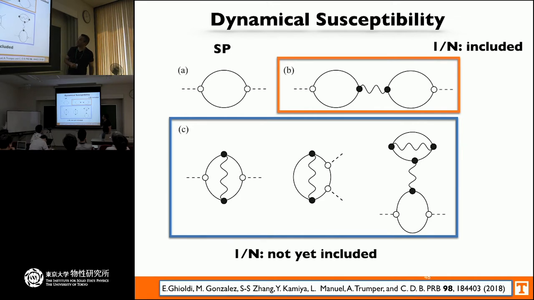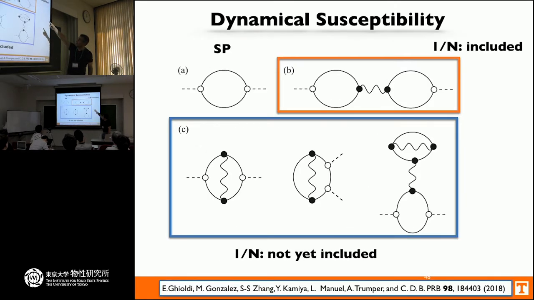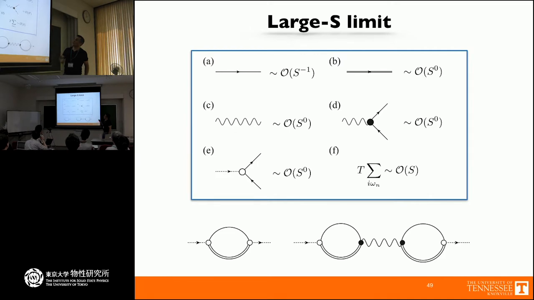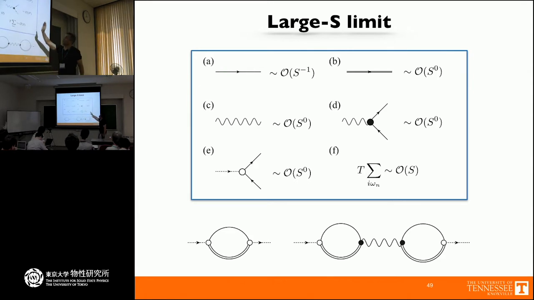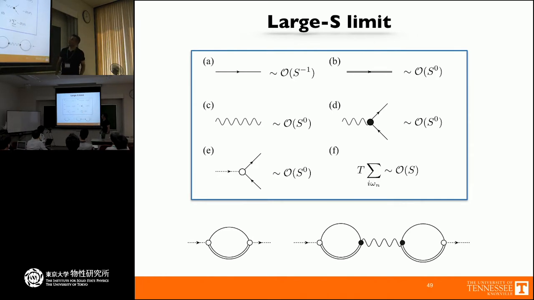So, good. In the previous slides, I described the effect of adding this diagram. What I want to mention now is what it means in terms of a large S expansion. I will not derive this here, but I will state how these different contributions, the propagator of the spinons, the RPA propagator, and the vertices, and the sum over frequency, scale as a function of S.